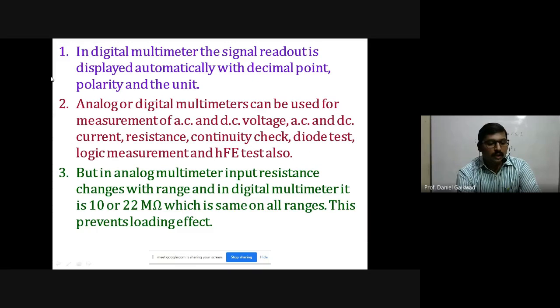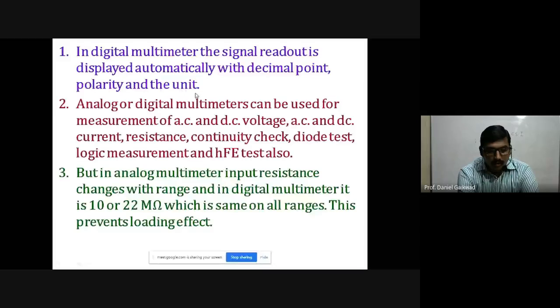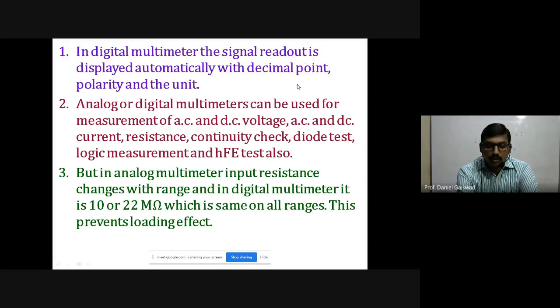Number first, in a digital multimeter, the signal readout is displayed automatically with a decimal point, polarity, and the unit. Now check carefully: display automatically. The signal is directly displayed automatically, with the decimal point, the polarity plus or minus, and its unit, whether in kilo or in mega, accordingly the unit will be there. So this is an automatic process.